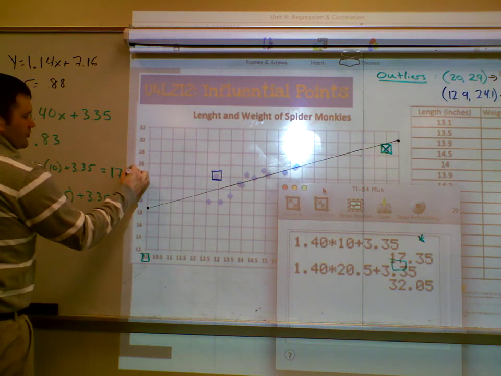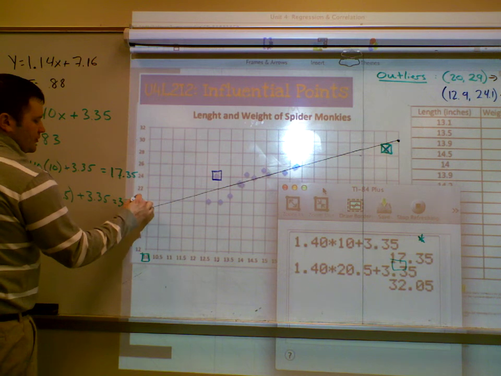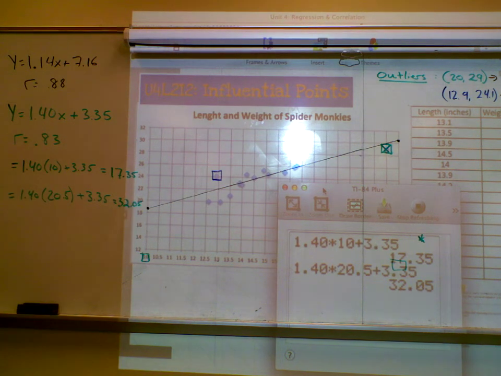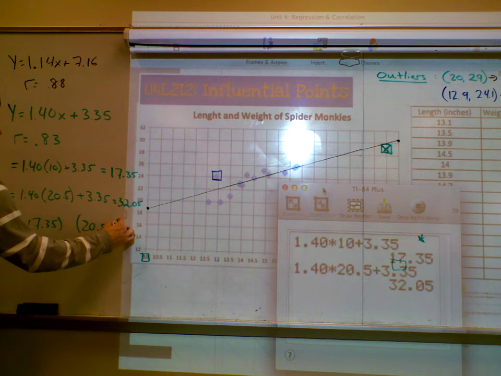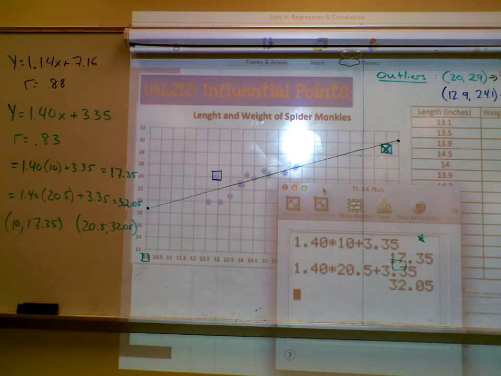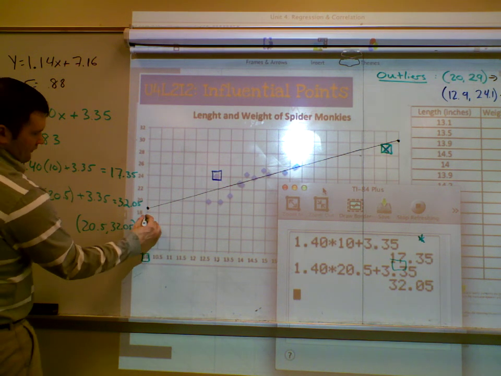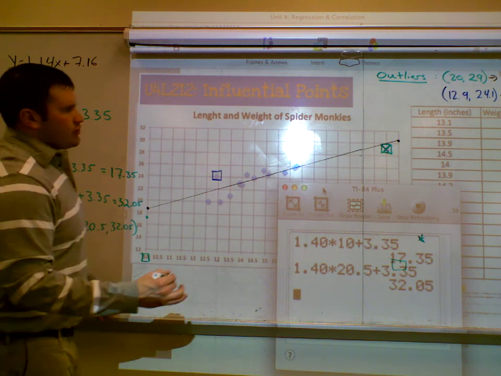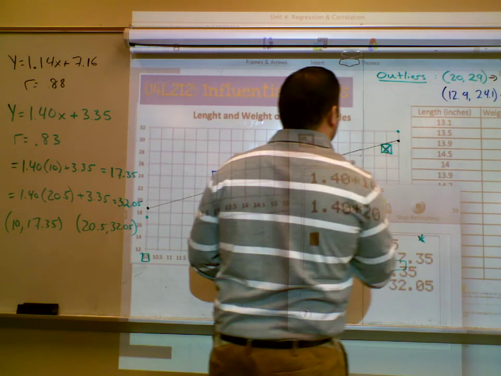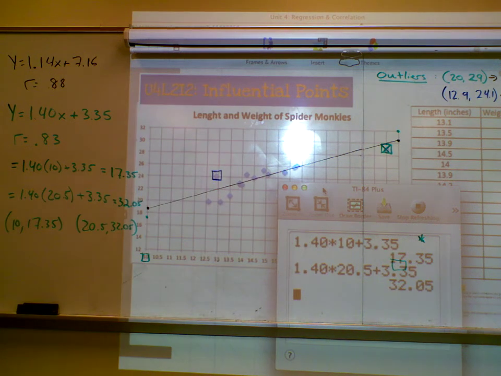So this one we get 17.35, and this one we get 32.05. That means my 2 points are 10, 17.35, which is the top one, and 20.5, 32.05. So I can plot those, can't I? 10 comma 17.35 is right here. 20 and a half comma 32 is right here. Take my ruler, or my straight edge.